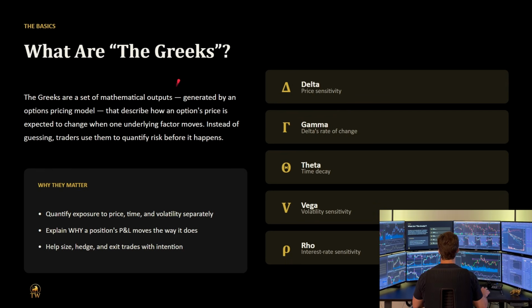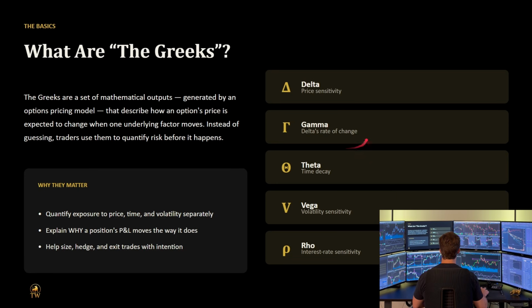The Greeks are a set of mathematical outputs generated by an options pricing model that help describe the option's price and its expected change based on the underlying itself. By knowing this information and having an understanding of the Greeks, you're going to be much better off to protect yourself and to be a much better risk manager. Because if your position is losing value and you don't understand why, that's only going to hurt you. Understanding how these Greeks will change the value of the option is going to help you exponentially.